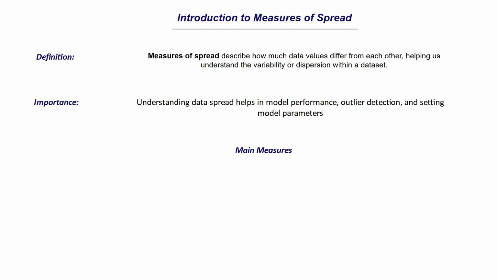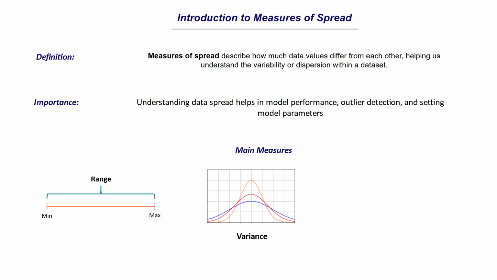There are 3 main measures for the measure of spread, and these include range, variance, and standard deviation. In the upcoming slides, let's understand each of these in a simple way, and also the definition, formulas, and how to calculate them given a sample data set. And finally, we will discuss the applications of these metrics in detail in the context of deep learning.